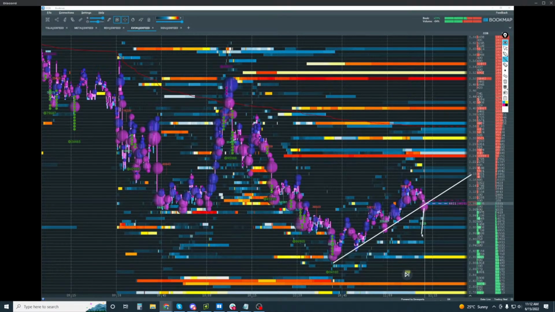So let's see for another breakdown of the level here, 3.